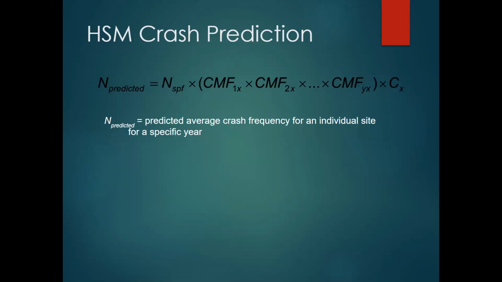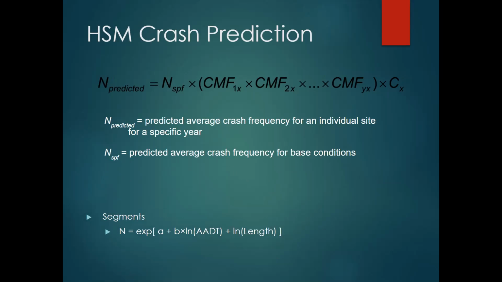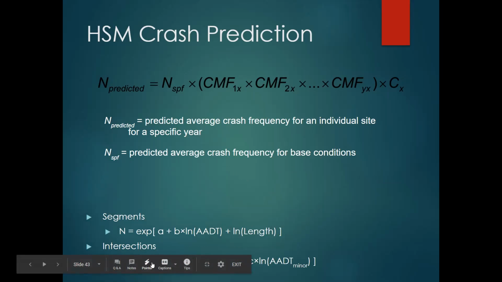So this is the crash prediction procedure that Mehta and Lou talk about: N predicted would be the N predicted by the SPF equation, and then you have a bunch of CMFs that apply to your case. And then they have a calibration factor at the end, the factor Cx. Typically, for a segment, the SPF will take this form. It will be dependent on AADT and length, and it could be dependent on other factors as well. And similarly for an intersection, it will have the major ADT and the minor ADT in the mix as well.